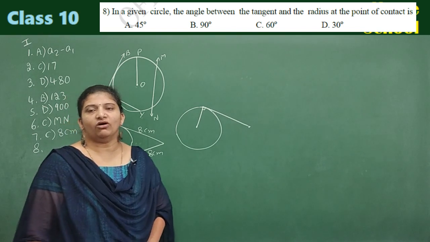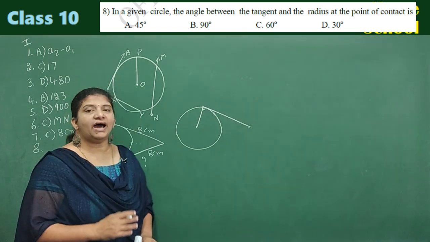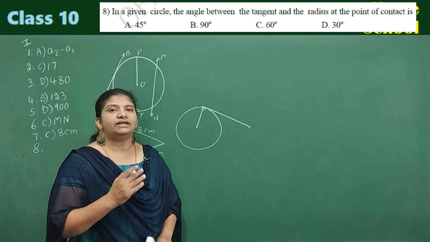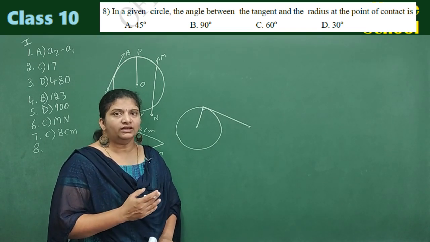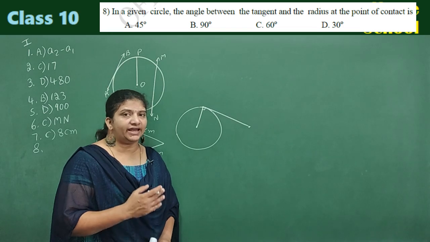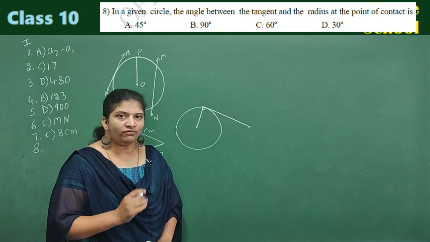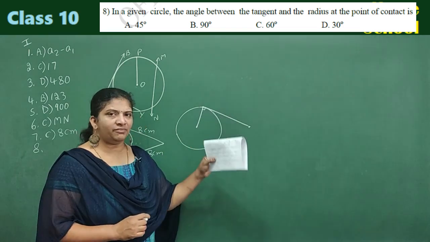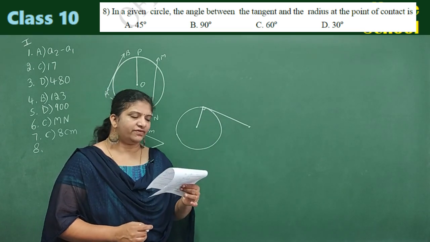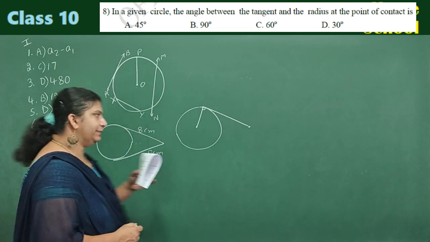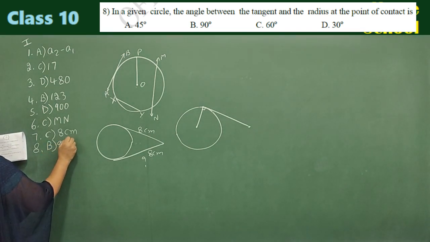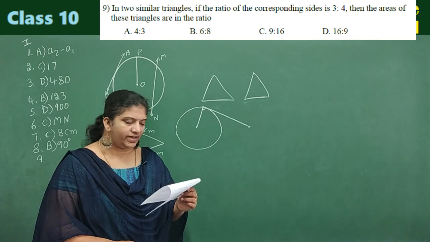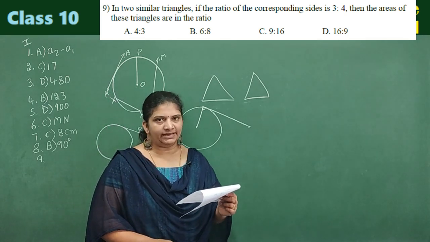That angle will be always perpendicular. By theorem, we can say that a tangent drawn from an external point to the circle is perpendicular to the radius through the point of contact. Perpendicular means 90 degree. Check for the answer. Option B, 90 degree.